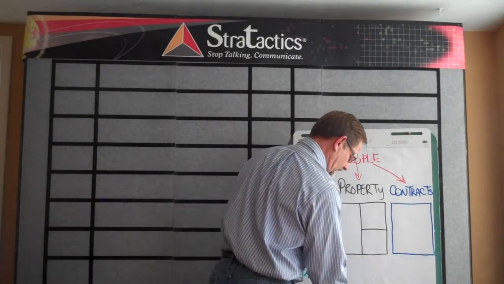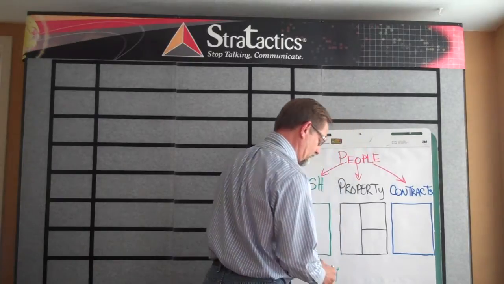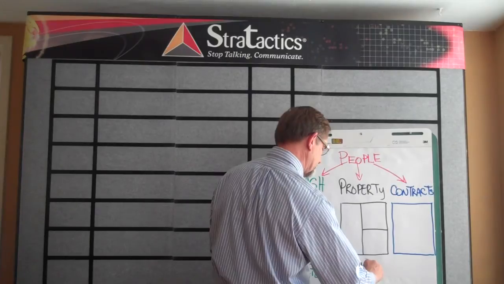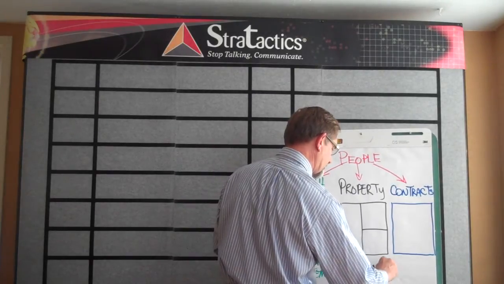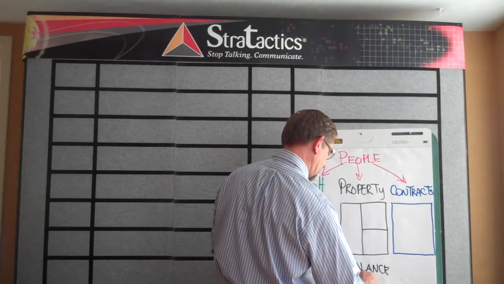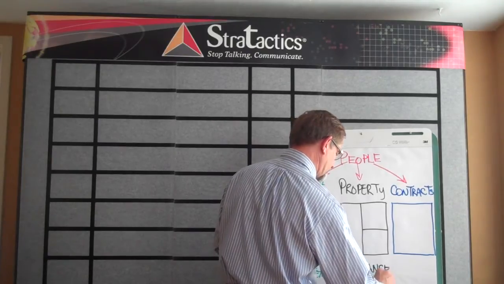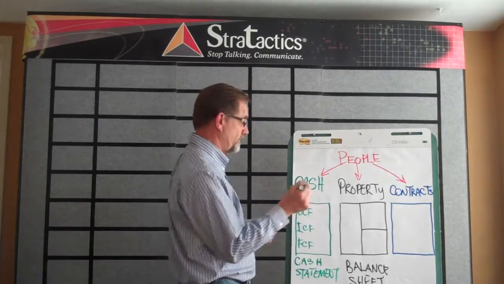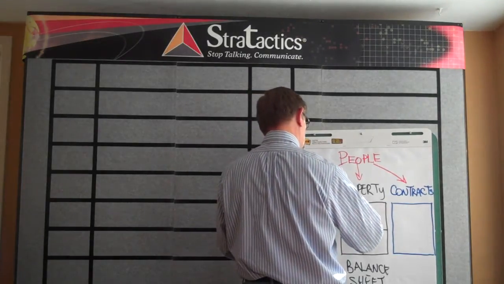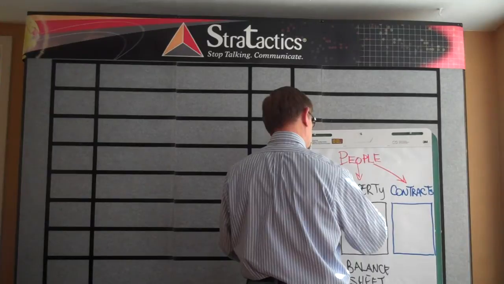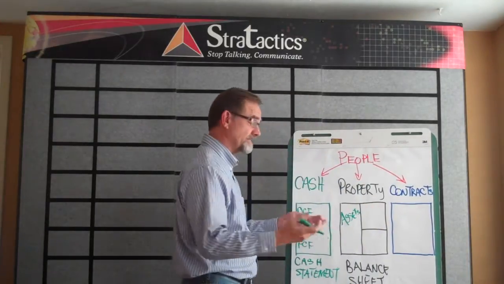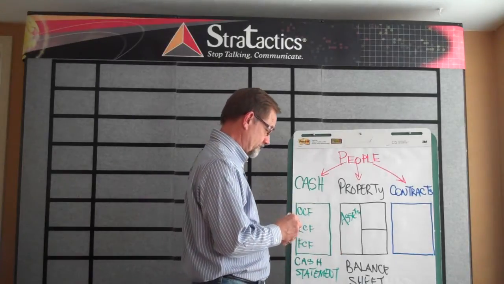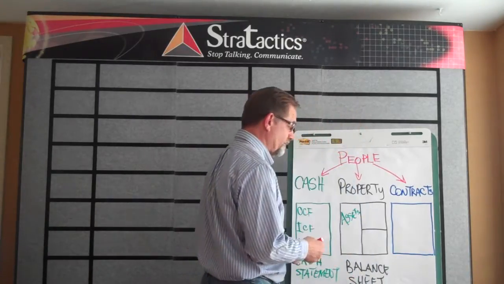Property is associated with the financial statement called the balance sheet. Now, the balance sheet, as most of you probably know, has assets on the left side. Besides cash, things like accounts receivable, inventory, fixed assets. On the right side, there are two things.